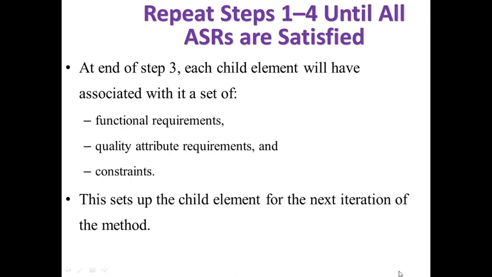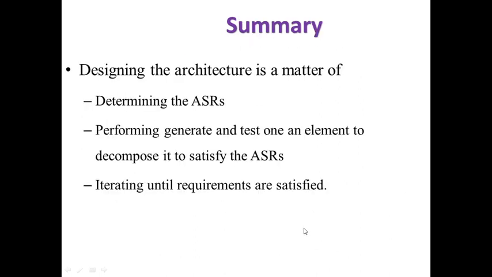So at step 3, each element will be associated with the functional requirements, quality attribute requirements and constraints. So this sets up the child element for the next iteration of the method. What we studied so far is how you can design for the requirements, how you can generate and test by decomposing the elements, and how you can integrate all the requirements until they are satisfied. So are you clear about the topic?